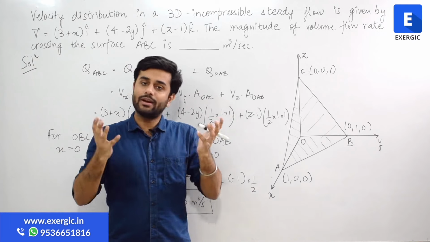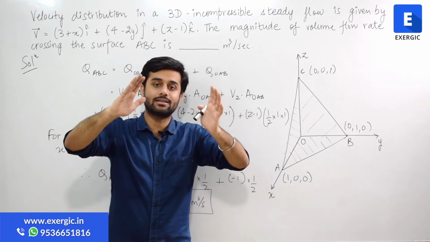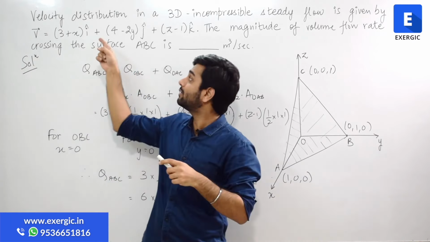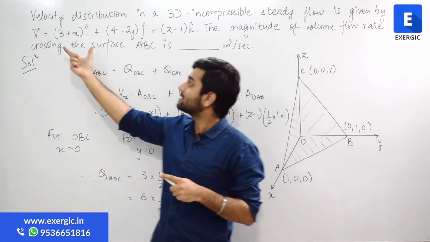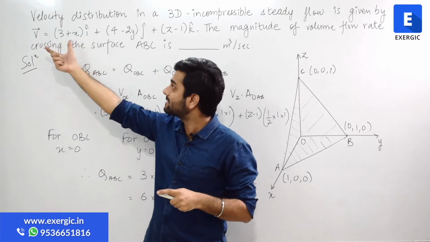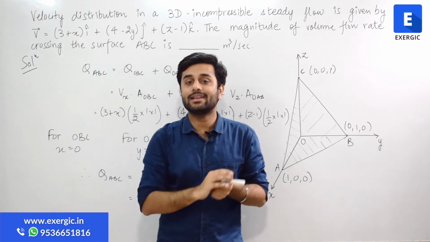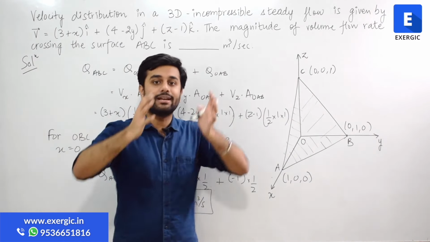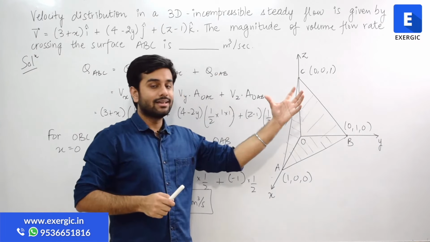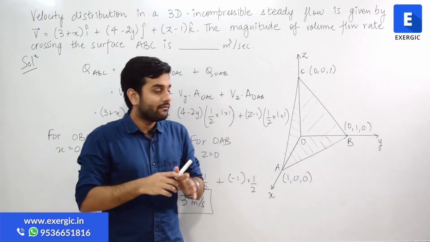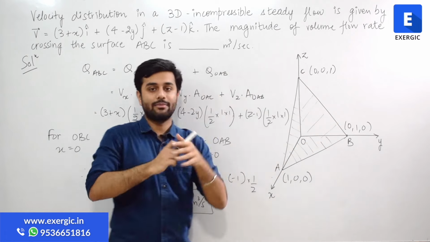Fluid is entering in a particular direction, but the fluid has a component in all these three directions. This is the component of velocity along X, along Y, along Z. So fluid has a component along all the three directions. Fluid is entering on these sides and it is leaving from ABC, through this surface ABC.